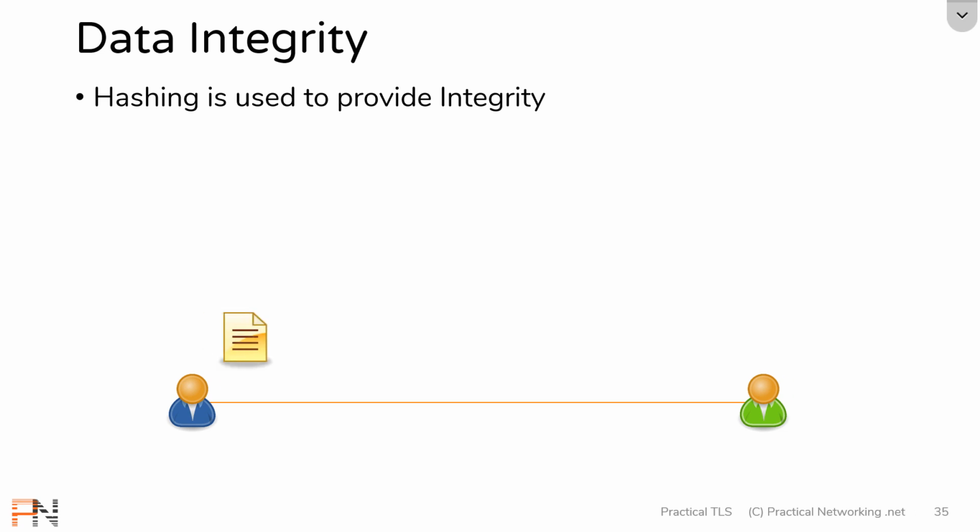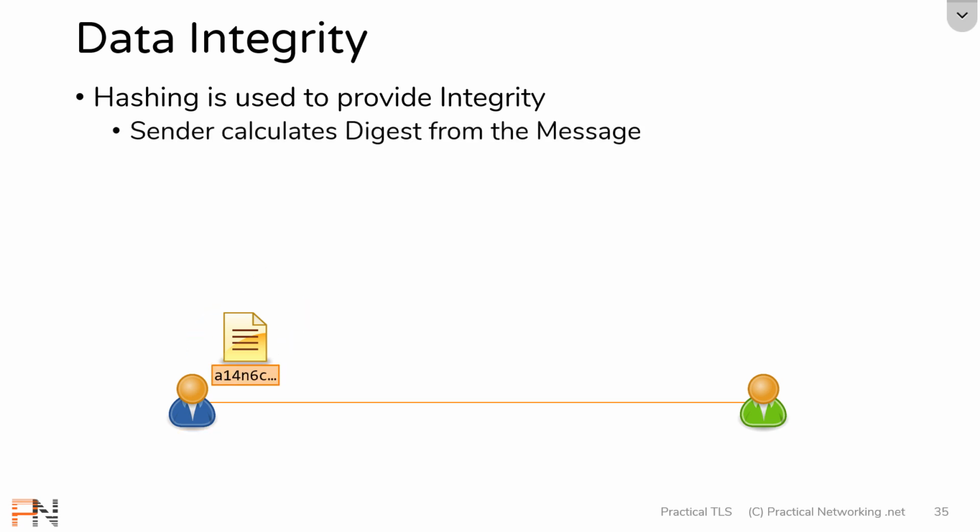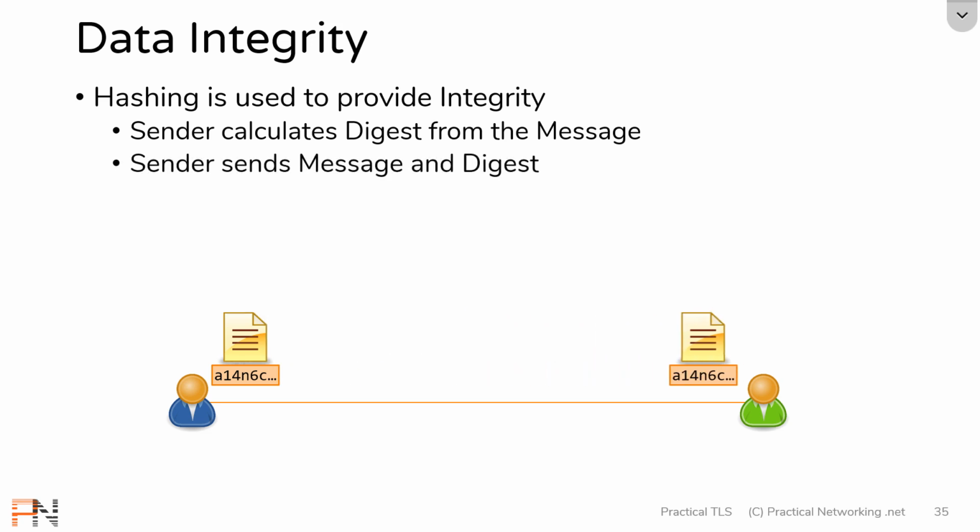Now recall that the concept of integrity or data integrity is detecting if a message was changed in transit. That is the goal of data integrity. And I'm going to show you how hashing is going to enable that goal. The way it works is when the sender has a message to send, it's going to calculate a digest from that message. It's going to put this message through a hashing algorithm, something like MD5 or SHA-1 and such. Then it's going to send both the message and the digest to the other side.